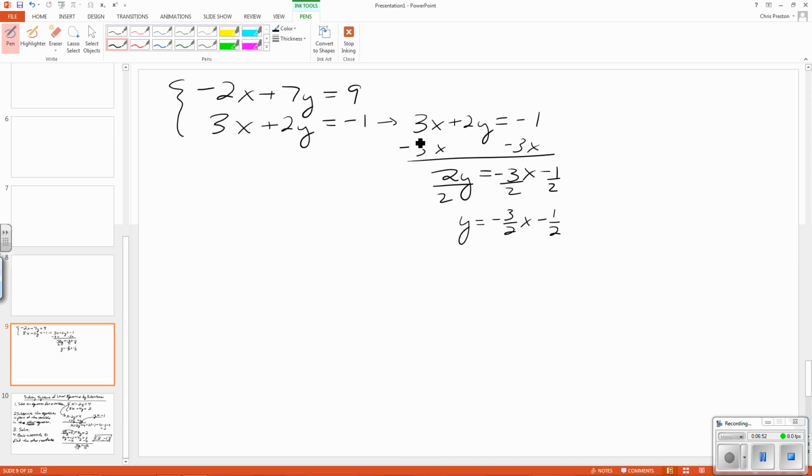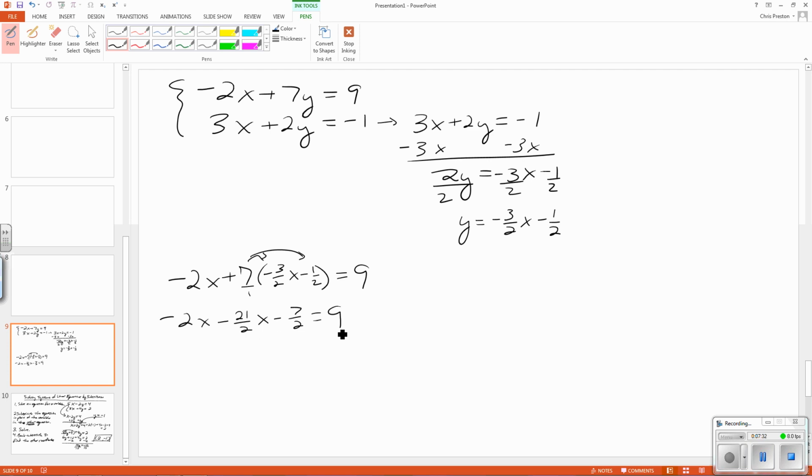So now, notice I used the second equation to solve for y. So I'm going to go to the first equation, and I'm going to replace y. The first equation is now going to look like negative 2x plus 7 times something equals 9. And I'm going to replace y with that negative 3/2 x minus 1/2. And then, this is 7 over 1. I'm going to distribute and just work this out. Negative 2x minus 21/2 x, 7 times negative 1, so negative 7/2, equals 9.